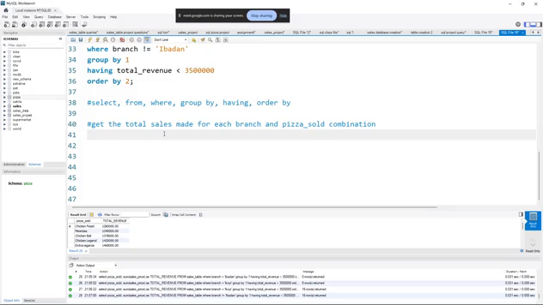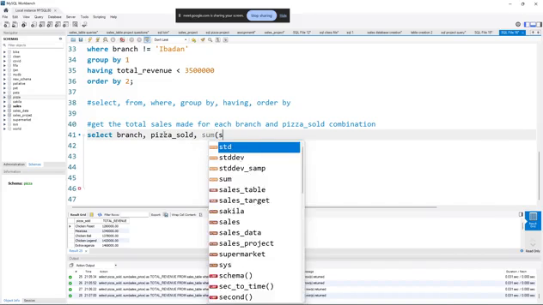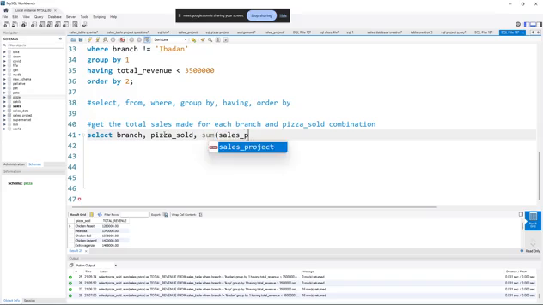So now, how do I get these things? I will say something like select, let's select the branch. You have to select the pizza sold. Then I have to do the sum of what? Sum of the sales price, close that, as total revenue.